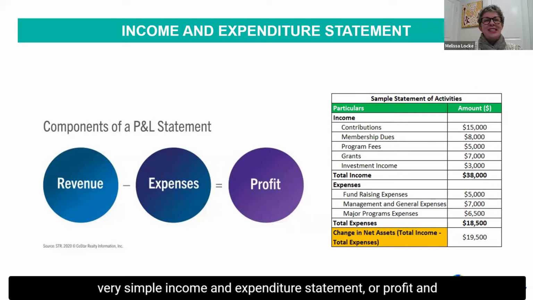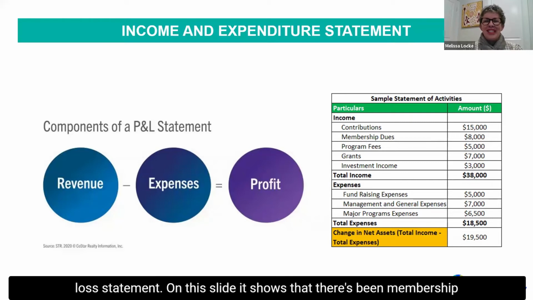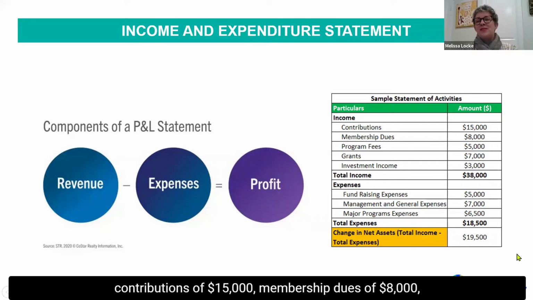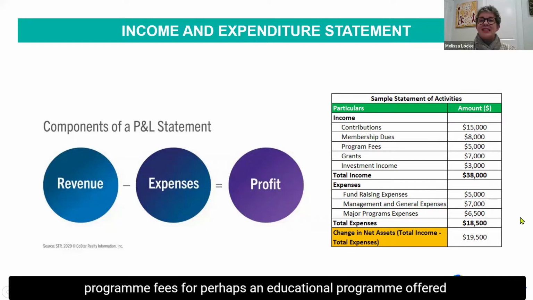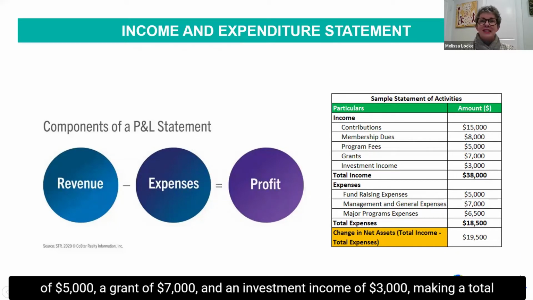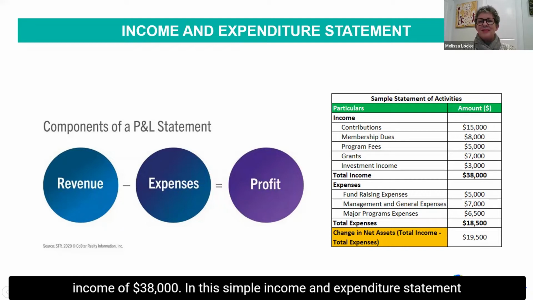If you look at this very simple income and expenditure statement or profit and loss statement on this slide, it shows that there's been membership contributions of $15,000, membership dues of perhaps $8,000, program fees for perhaps an educational program offered of $5,000, a grant of $7,000, and an investment income of $3,000, making a total income of $38,000.